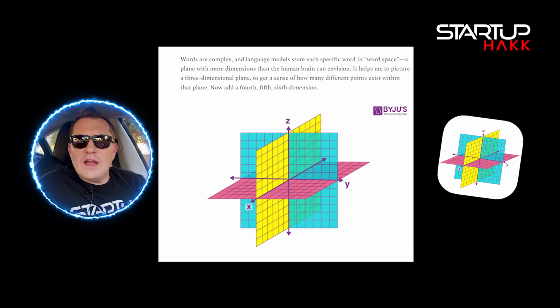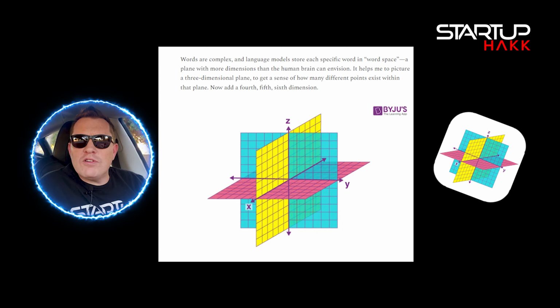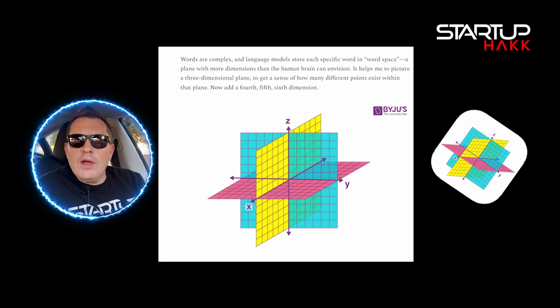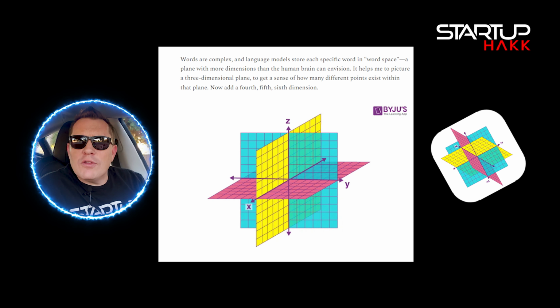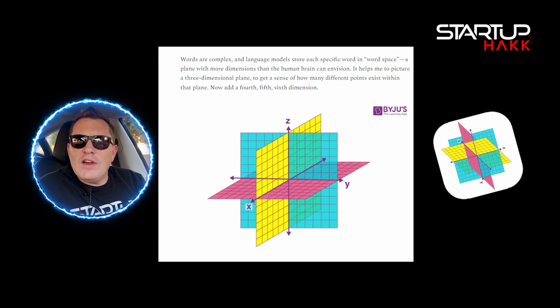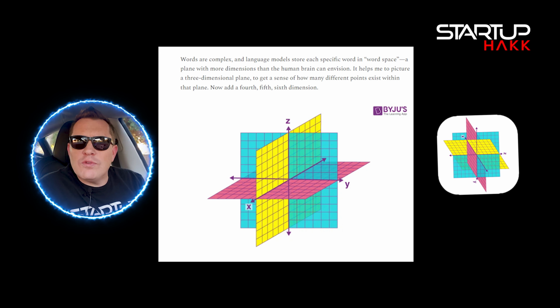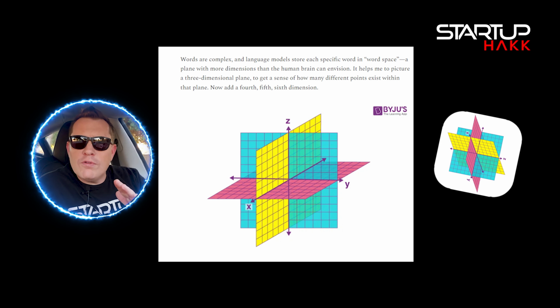Words are complex, and language models store each specific word in a word space, a plane with dimensions beyond what the human brain can envision. It helps me to picture a 3-dimensional plane to get a sense of how many different points exist within that plane. Now, add a 4th, 5th, and 6th dimension. You can envision each word stored as a vector in this plane. Language models store words in clusters, with similar words placed closer together. For instance, the word vectors closest to cat include dog, kitten, and pet.